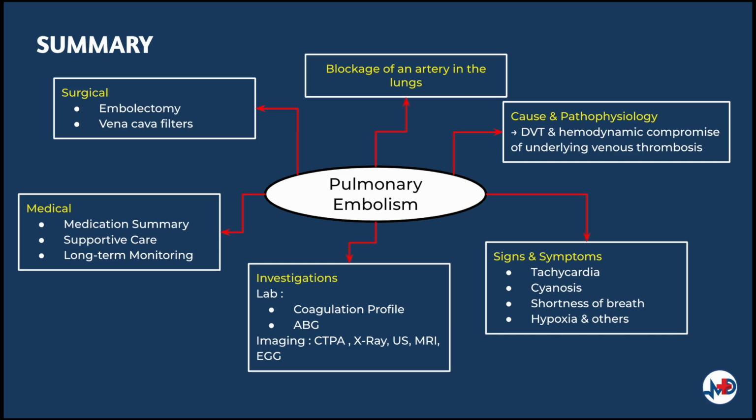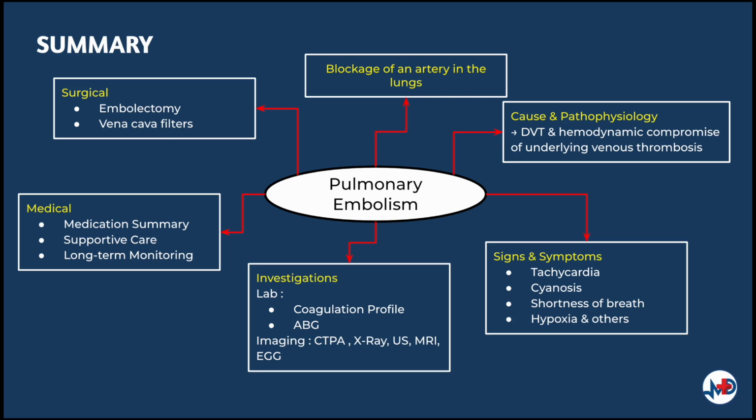Now, to summarize, pulmonary embolism is an event of a blockage of an artery in the lungs due to a clot. DVT and hemodynamic compromise of the underlying venous thrombosis are among the risk factors and causes for pulmonary embolism. Common signs and symptoms to expect could include tachycardia, cyanosis, shortness of breath, and hypoxia. As for investigations, do not forget to do a lab coag profile and arterial blood gas to look at the severity of hypoxemia or respiratory failure.